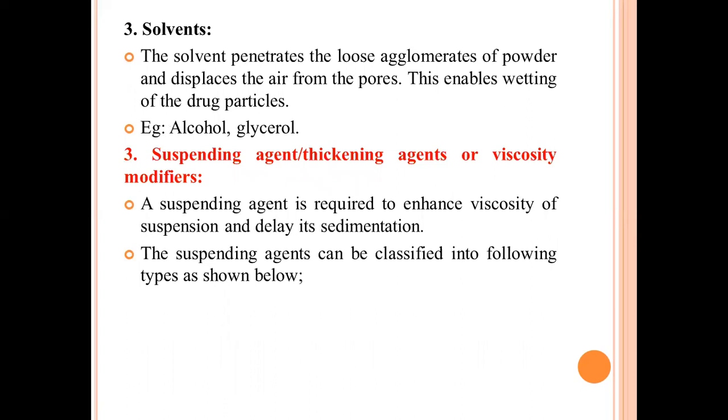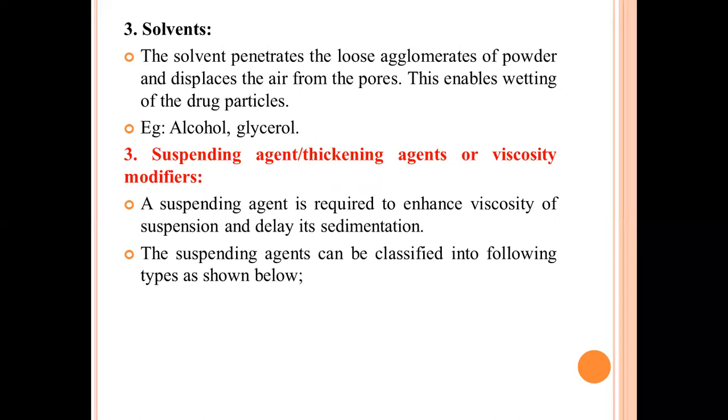Then the third ingredient used in suspension is suspending agent, thickening agent, or viscosity modifier. A very important ingredient which is used in suspension. Now, suspending agent is basically used to stabilize your suspension. As we know, these are biphasic liquid dosage forms, there are two phases, so there are chances of separation of two phases, or in case of suspension, there are chances of sedimentation, settling.